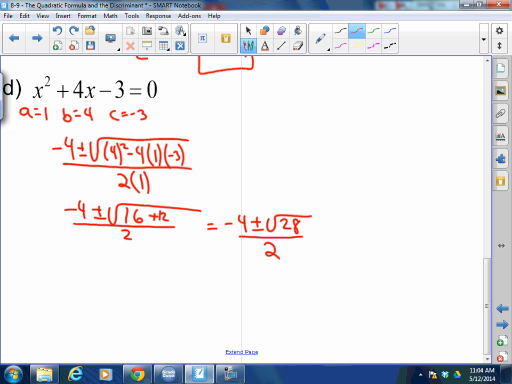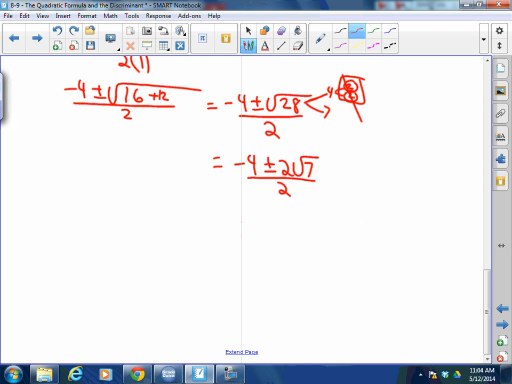Now, I cannot finish yet until I have simplified that square root of 28. And the square root of 28, if you think about it, breaks up into 4 and 7. 4 is a 2 and a 2. So this will turn out to be negative 4 plus or minus 2 square root of 7 divided by 2. Because I had two 2's, so I pulled out a 2, and I had a radical 7 left over. And unfortunately, guys, we're not done yet. What else can we do here?